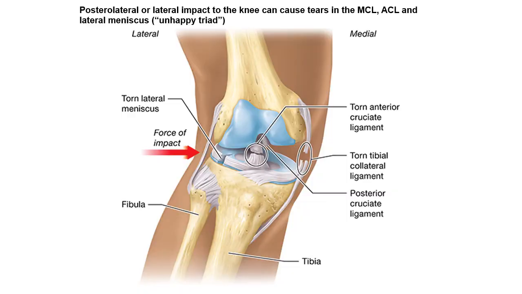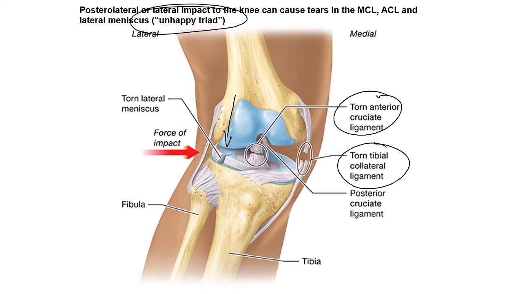Next slide. So here's an example. You have force of impact right at the knee. The condyle of the femur slams down into the lateral meniscus, tearing it. You also get a tear of the anterior cruciate ligament. You get a tear of the tibial or medial collateral ligament. So this is called the unhappy triad. The PCL is pretty thick, and a lot of times it doesn't get torn, but you'll end up with tears in the meniscus, the ACL and the MCL.